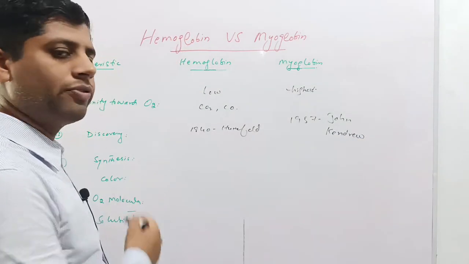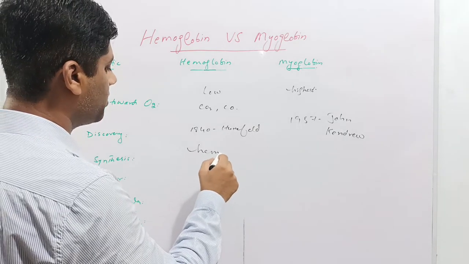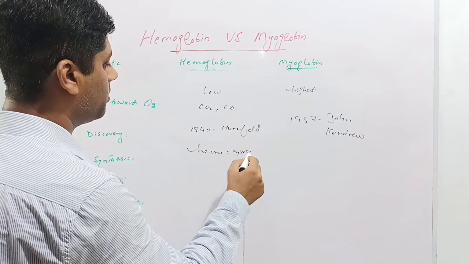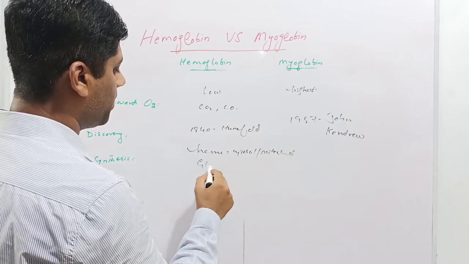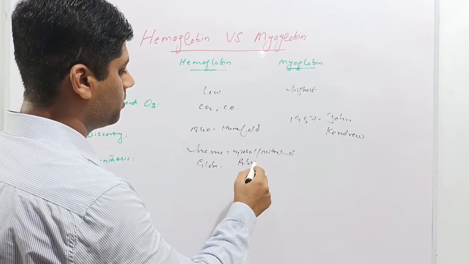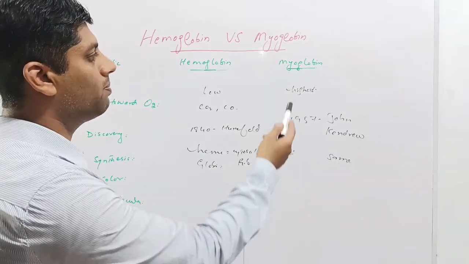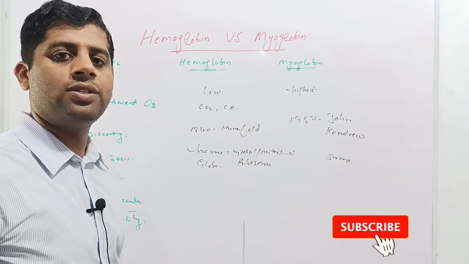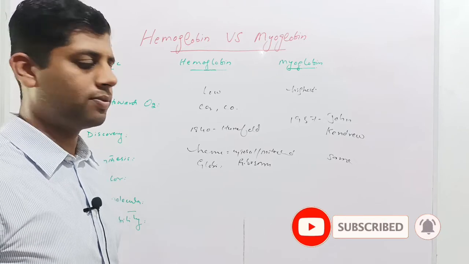Next is the synthesis of hemoglobin and myoglobin. The heme part of hemoglobin is synthesized in the cytosol and mitochondria, while the globin part, because these are proteins, is synthesized on the ribosomes. And same is the case with the myoglobin, whereby the heme part of the myoglobin is synthesized in the cytosol or mitochondria, and the globin part is again synthesized on the ribosomes.